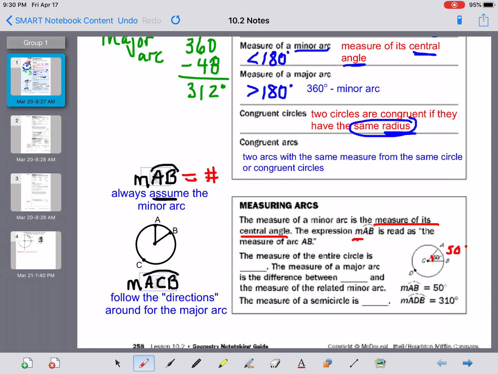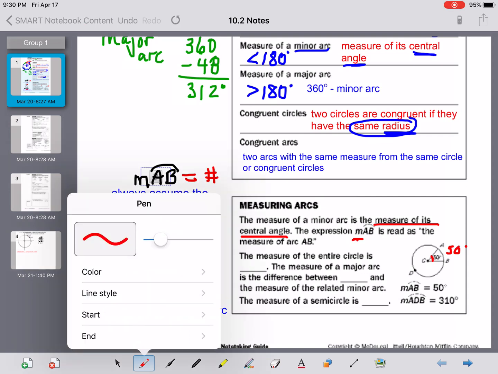When you only have two letters, always go to the shortest distance between those two letters. Clockwise, counterclockwise, it doesn't matter. You want the shortest distance. So if I see A and B here, my arc AB is between A and B, the shortest distance between there, and that becomes a minor arc. If we want you to go the opposite way, we're going to need to give you three letters like this one, and you follow them like a dot to dot. You do the directions they tell you.